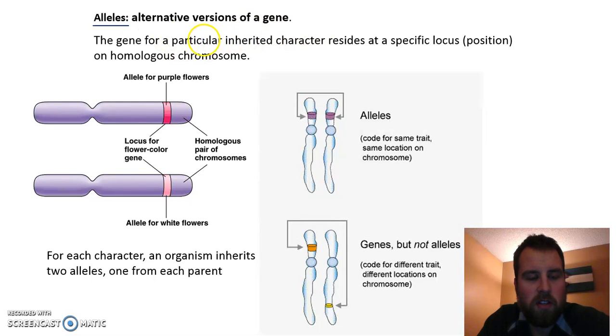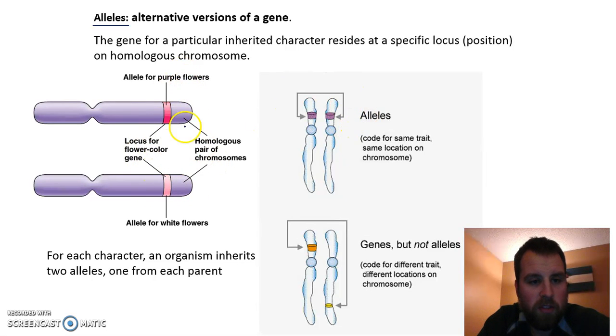Allele, you've heard this term before. An allele is an alternative version of a gene. So if you have blue eyes or if you have brown eyes, those would be different alleles. And we say that they are alternative versions of a gene because the gene is eye color, right? And if you have different eye colors, you have different forms of the same gene if you have blue eyes or if you have brown eyes.